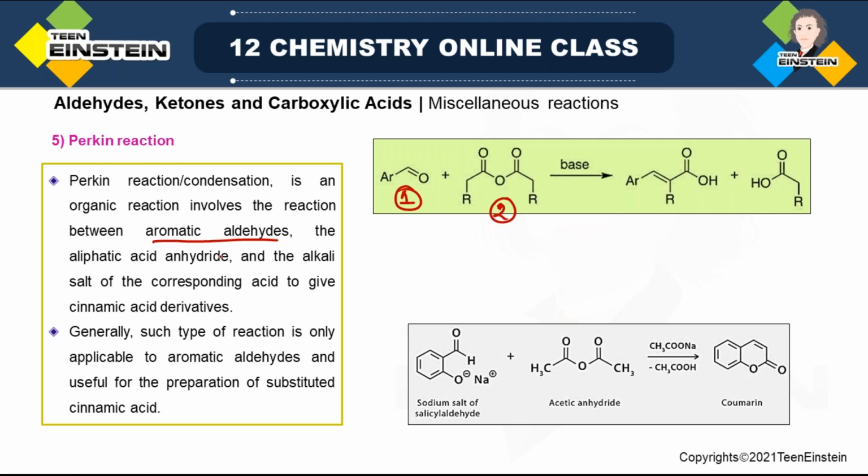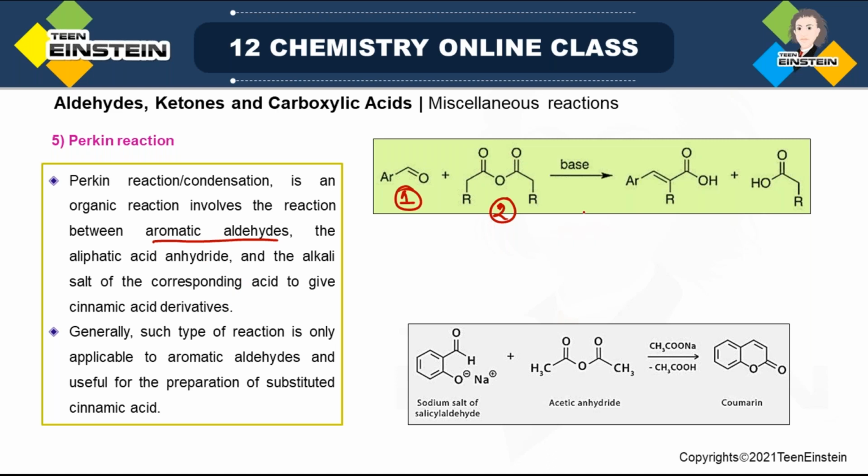So it is a reaction between, you can say it is the Perkin reaction, or you can say it is the Perkin condensation, because there is also removal of water. If you consider this reaction in a general way, it is a reaction between an aromatic aldehyde and an aliphatic acid anhydride. So the second reaction partner is an anhydride.